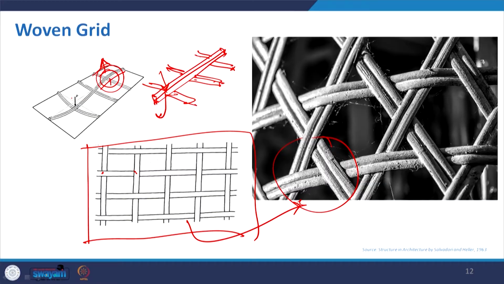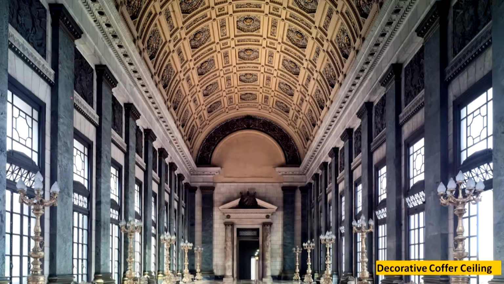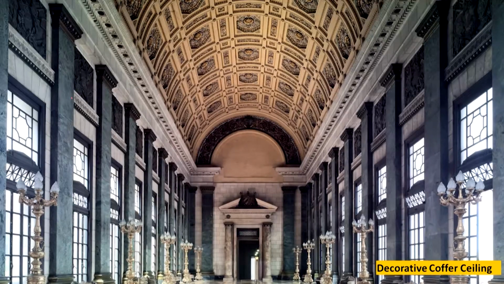Now, let us go through some of the images where this waffle slab or coffer slab is being used, sometimes for structural purpose, sometimes also with structure as ornamentation, especially in the period of Roman architecture and then next Gothic, Byzantine. At that time, along with the structure, they also focused on the ornamentation, and here is one of the examples where a decorative coffer ceiling is displayed.